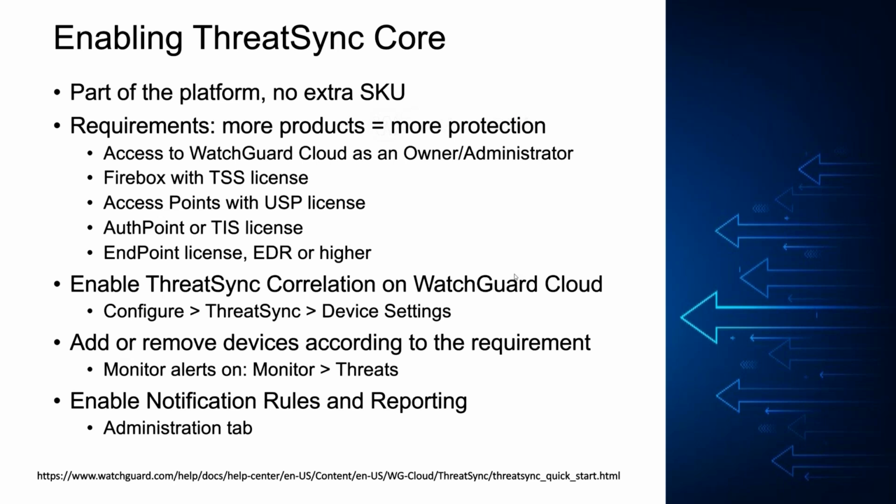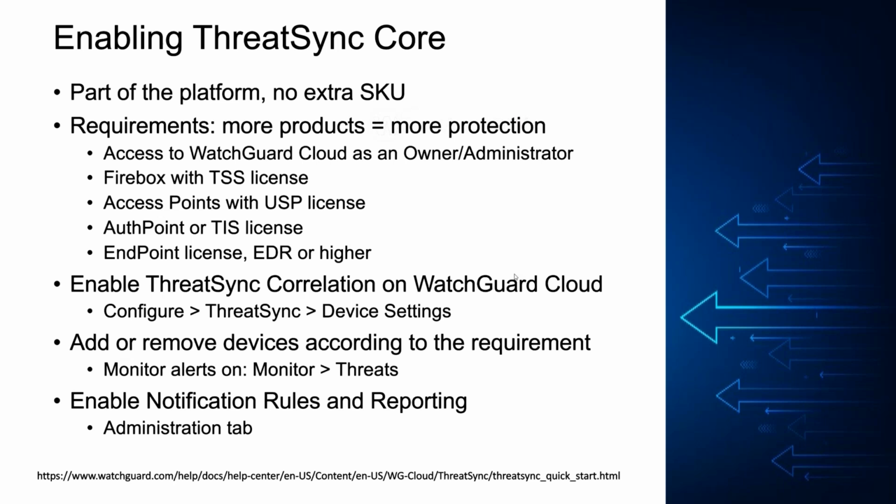And then to be able to enable it, all we need to do is go into WatchGuard Cloud, go up to configure, click on ThreatSync, and then click on device settings. Now, within there, we will be able to enable ThreatSync, and based upon if it's a device or if it's software. So if it's the endpoints or identity, it's a simple toggle. If it is a device, of course, not every environment might be fully protected with Total Security Suite.